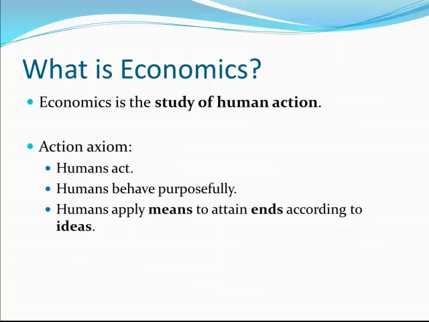At the same time, I could apply means to attain ends according to ideas that are wrong or, in some sense, crazy. For example, I might have the goal of ending up in Florida instead of here in Ohio where I normally am. I want to be in Florida. I have the means of flapping my arms. I have some idea in my mind that these two are connected. If I flap my arms fast enough, I'm going to end up in Florida.